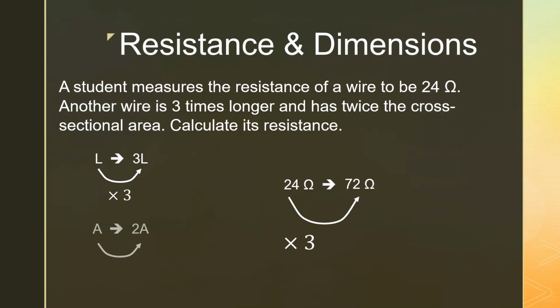I'm also changing the cross-sectional area. Now what am I doing? I'm increasing that by twice. So I'm saying twice the cross-sectional area. So I'm multiplying that by 2. And if I multiply that by 2, remember this is inversely proportional, so I've got to divide my value by 2. So I'm taking my 24, I'm multiplying it by 3 due to the change in the length, and then I'm dividing it by 2 due to the change in the cross-sectional area, and I'm going to end up with a value of 36 ohms. So make sure you've got this in your notes.